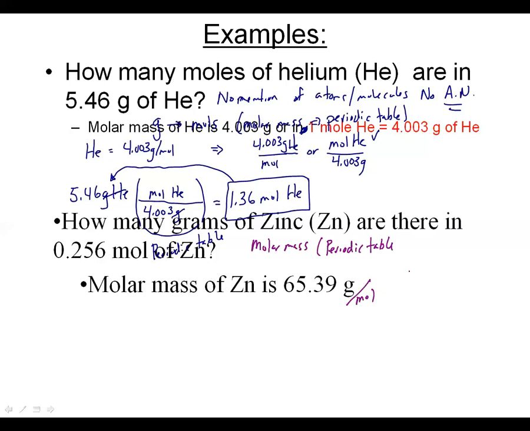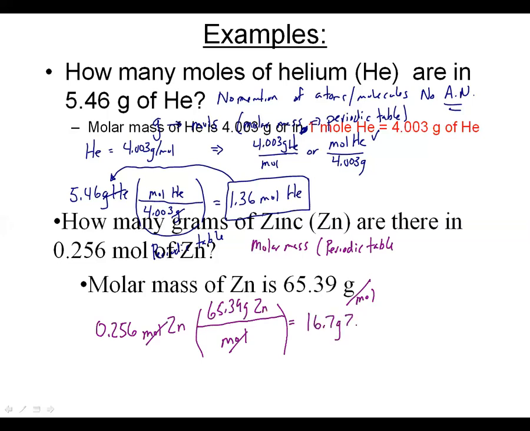Again, that is the molar mass. And again, we could use it in the opposite direction. So in this case, we're going to start with the 0.256 moles of zinc. In this case, moles are on top, so we want the moles on the bottom. So we'll use it just like it's written, moles on the bottom, 65.39 grams on top. The moles will cancel each other out. And we will take 0.256 times 65.39. I'll put too many decimals there. And we'll get something like 16.7 grams of zinc.